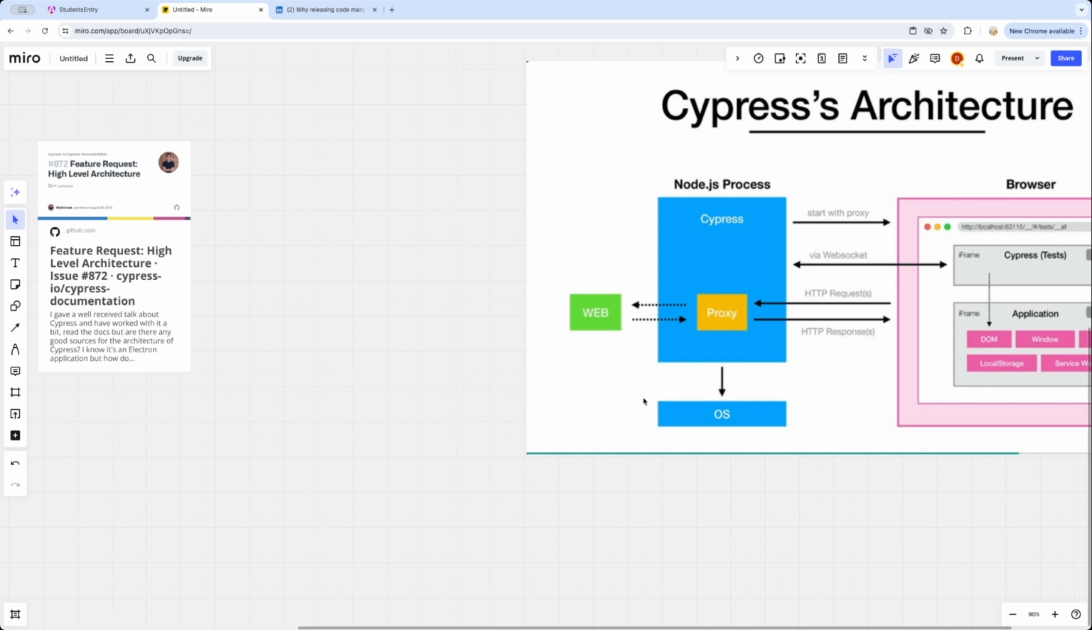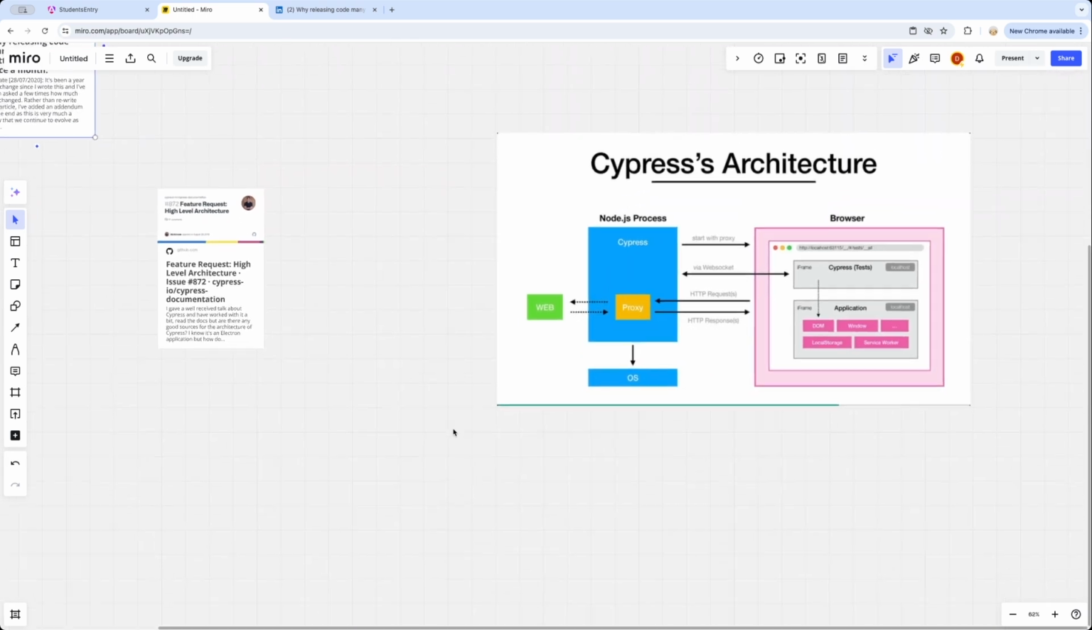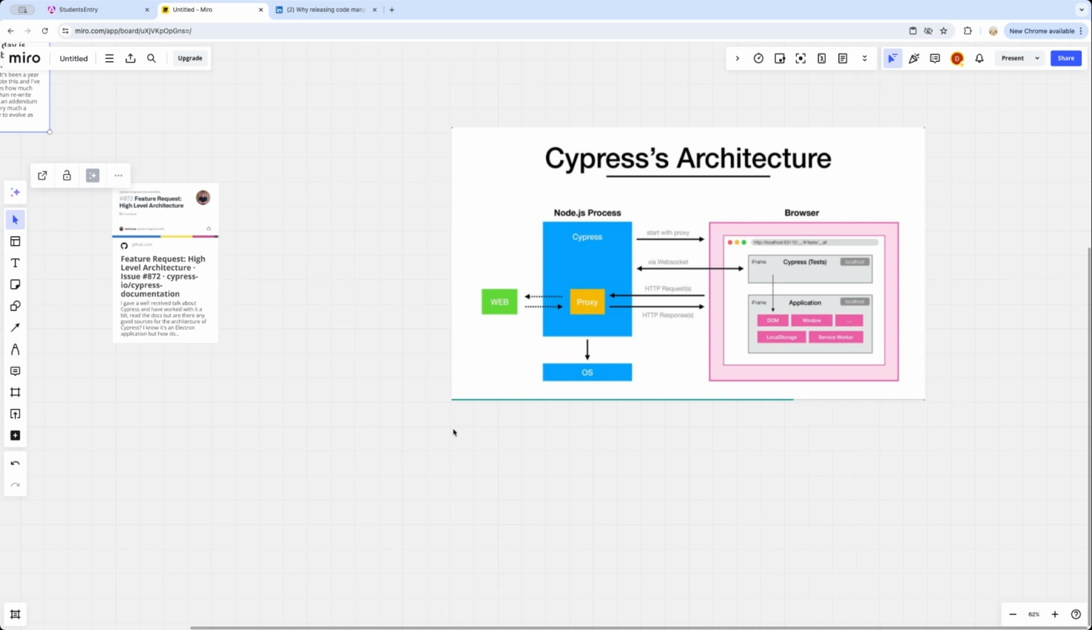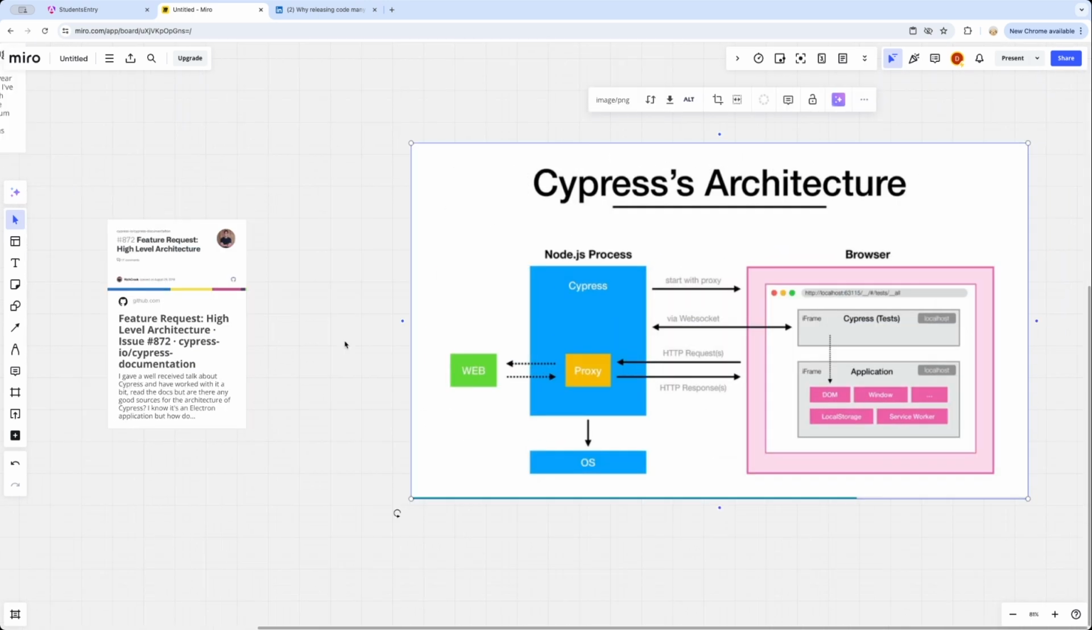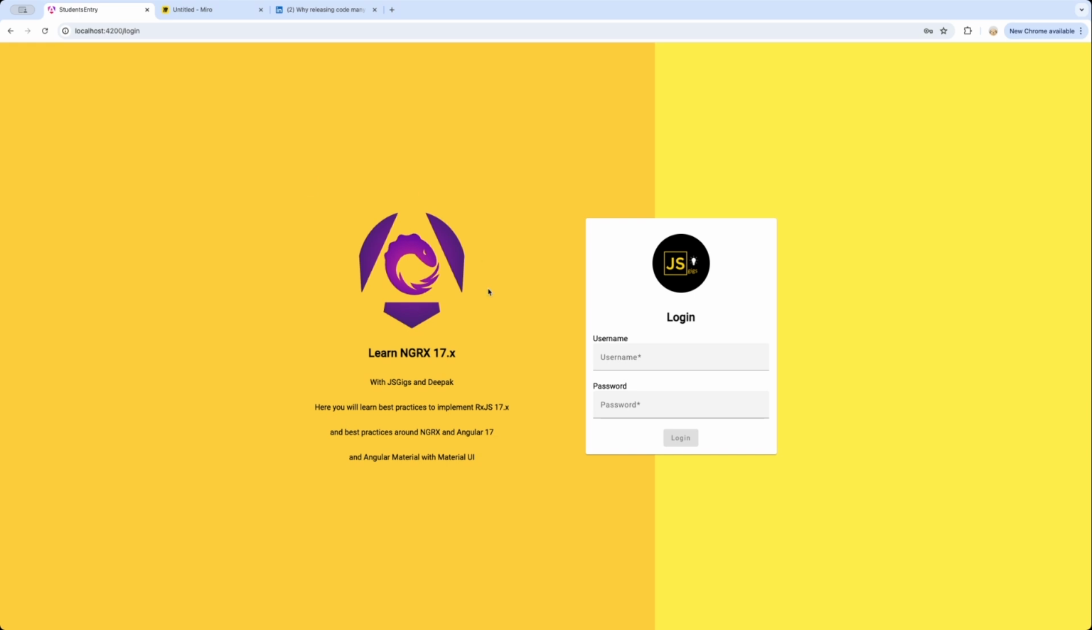Now I'm going to be talking about Cypress, which is precisely the testing tool that we're going to be using in this tutorial. The application which I have chosen to test using Cypress, or basically to write automation test cases for using Cypress, is something which I built recently, or rather a couple of months ago.